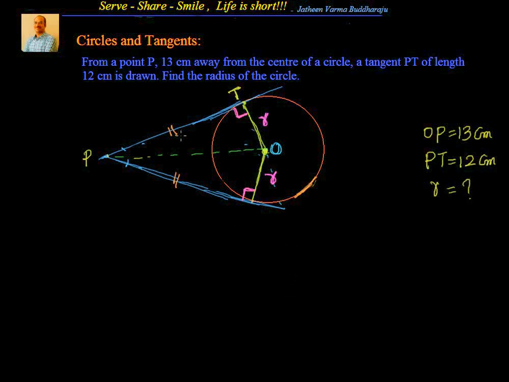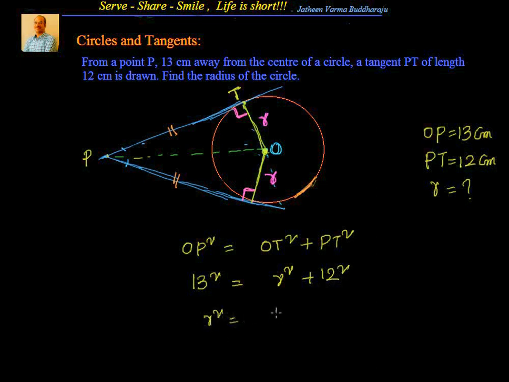We know that we have the Pythagoras theorem wherever a right triangle is there, and what is our hypotenuse? OP. So Pythagoras theorem says OP square is equal to OT square plus PT square. Now we know OP equals 13. So can I say 13 square equals OT square plus PT square? I don't know the radius, I have to find it out. PT is 12, so 12 square. So can I say R square equals 13 square minus 12 square?